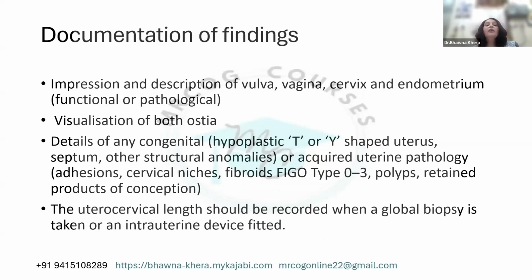Visualization of both ostia, details of any congenital anomalies, that is the hypoplastic, T or Y-shaped uterus, septum or other structural anomalies, or acquired uterine pathology like adhesion, cervical niche, fibroids, FIGO type 0 to 3 polyps, and retained products of conception. The uterocervical length should be recorded when a global biopsy is taken or an intrauterine device fitted. So these are the various findings which we need to document in our notes when we are talking about the procedure. So that was about the guideline.